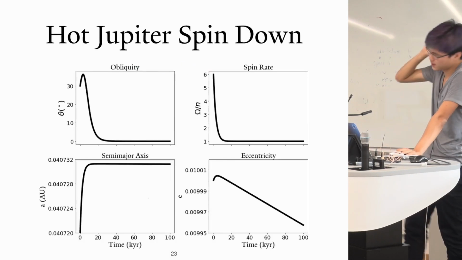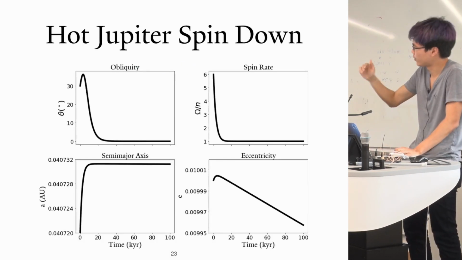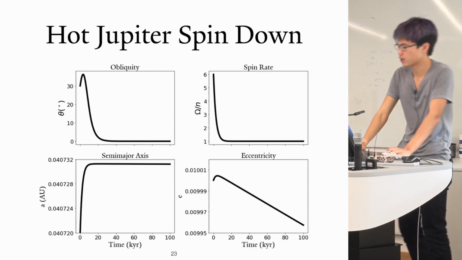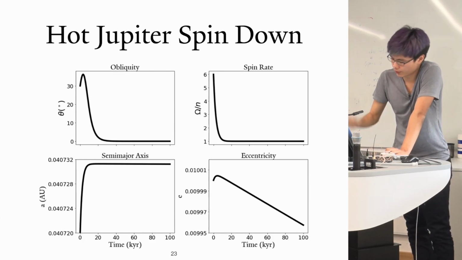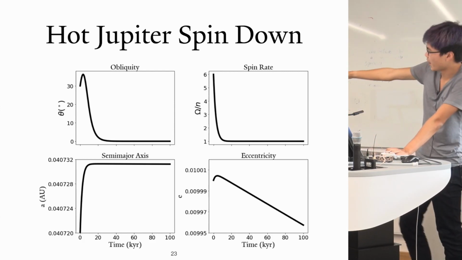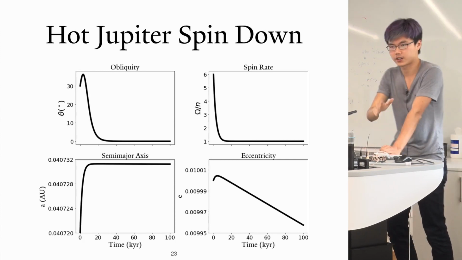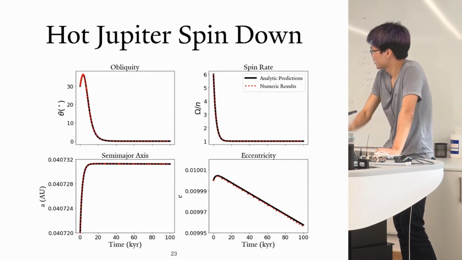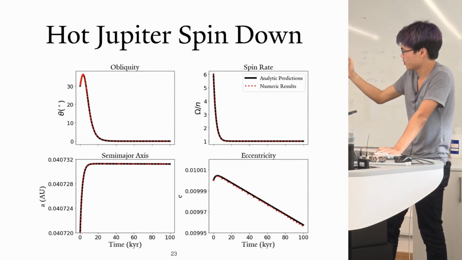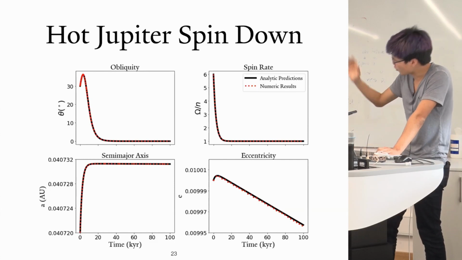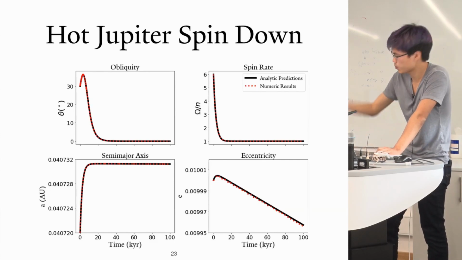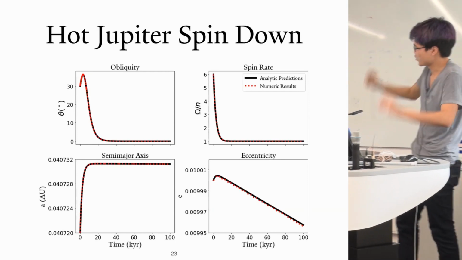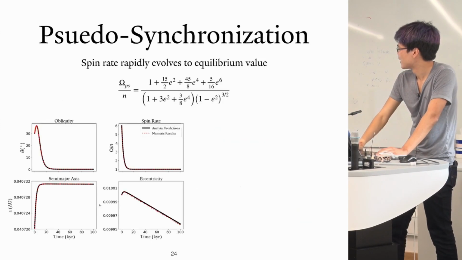So we perform a basic test integration illustrating the spin-down and tidal circularization of a fiducial hot Jupiter orbiting a basic sun-type star. We initialize the hot Jupiter with a non-trivial 30-degree obliquity. So these black curves represent the predictions from the analytic expressions on the previous page. And these red dots represent our numeric results. And you can see there's very good agreement between the analytic and numeric results. As predicted, the obliquity does rapidly damp down to 0, and the spin rate evolves to this pseudo-synchronous state, which I haven't defined yet, but I will define now.